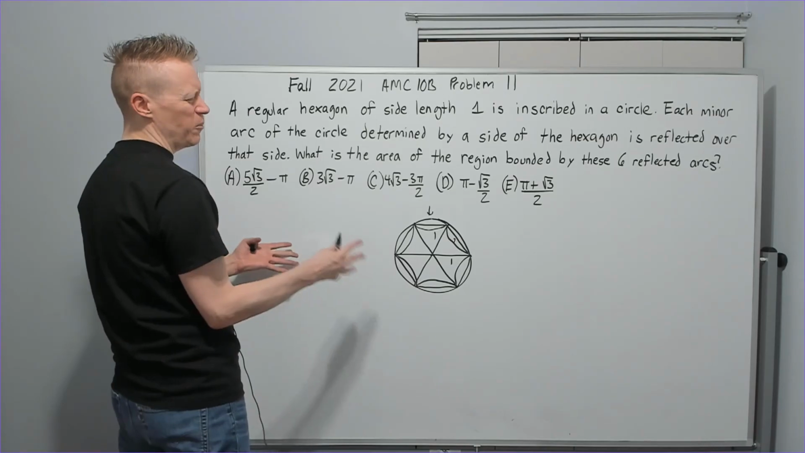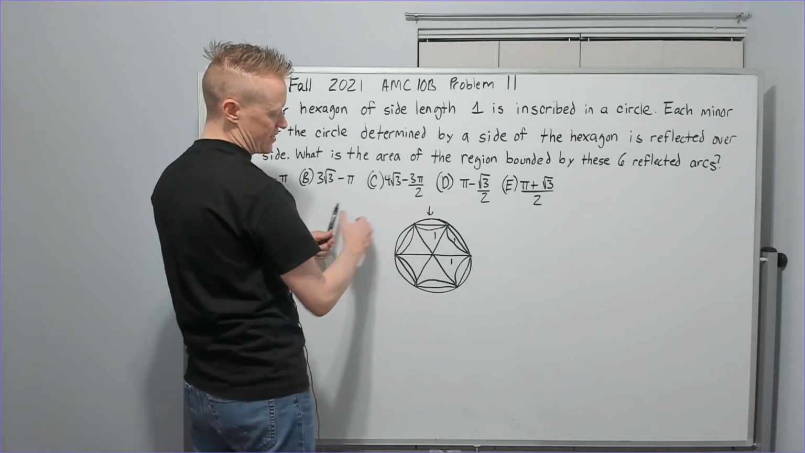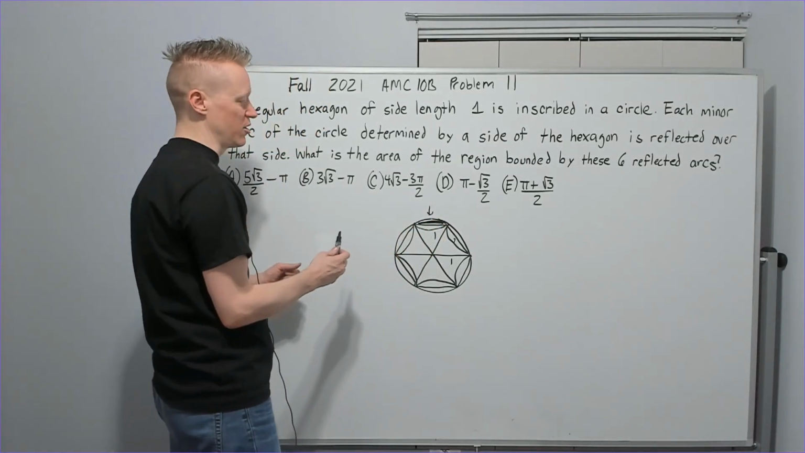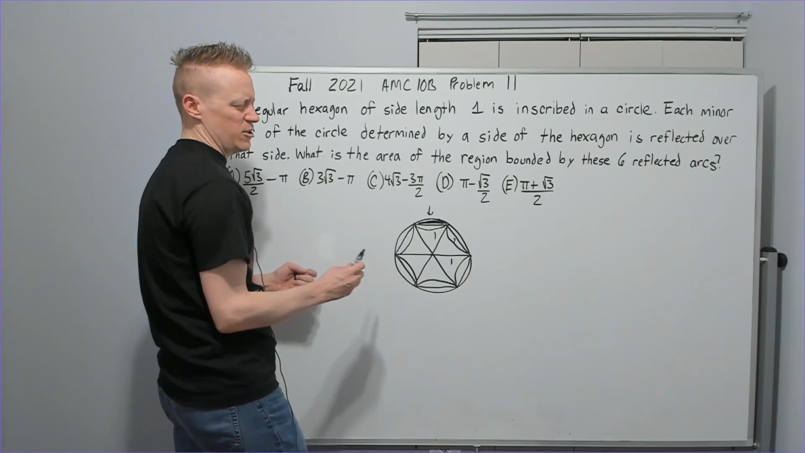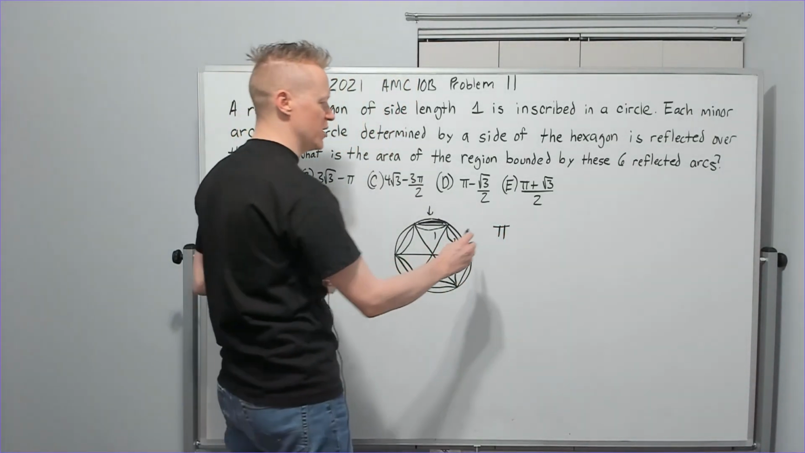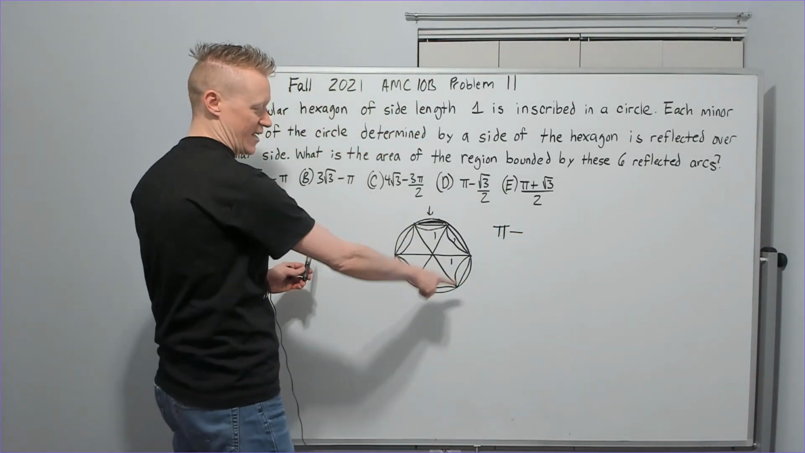So then, how do we get that? Well, first, let's find the combined area of these segments, they're called. And all I'm going to do is take the area of a circle, which is pi r squared. R is 1, so it's pi. And we're going to subtract the hexagon's area.